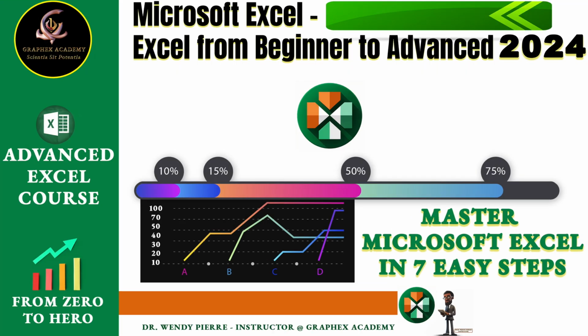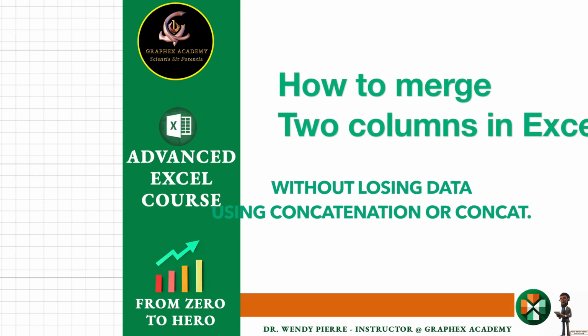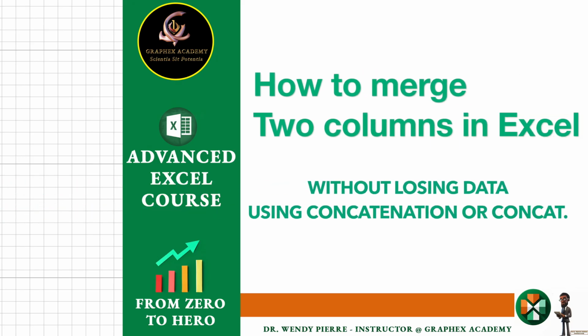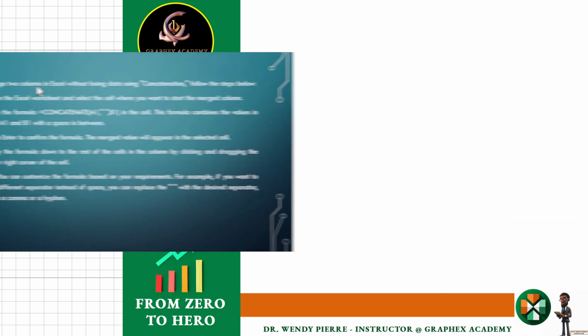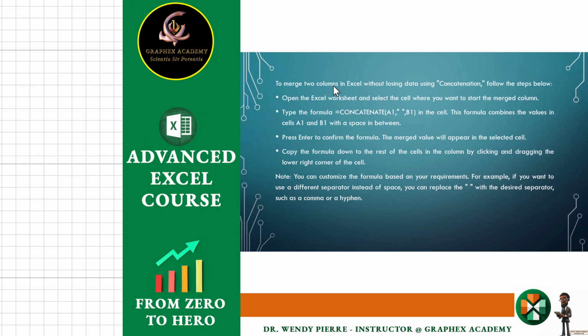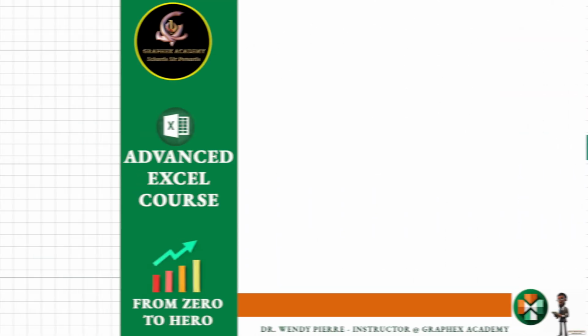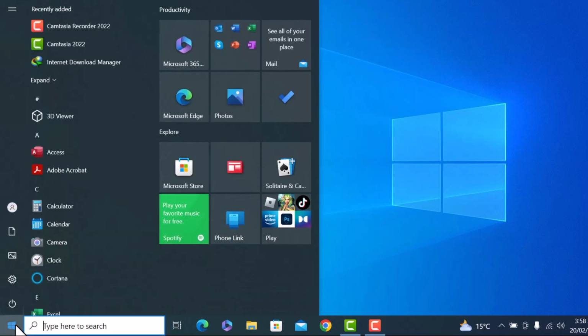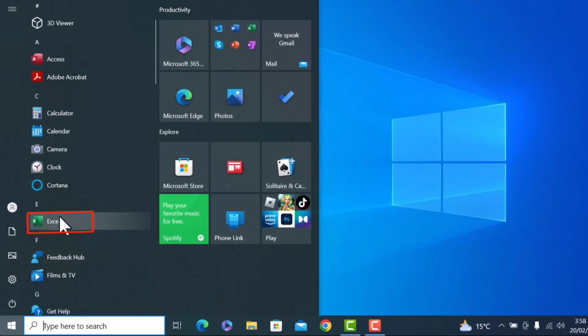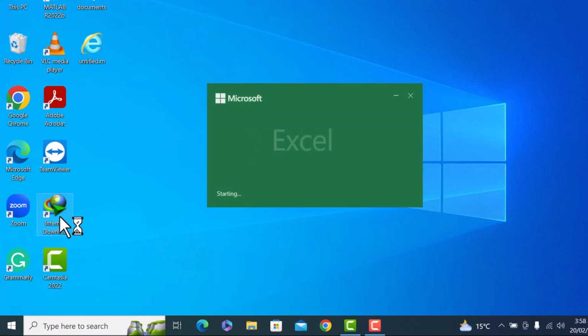Hi, guys. Welcome back. In this lecture, we will see how to merge two columns in Excel without losing data using concatenation or CONCAT. So for that, we need to follow some steps. We will see these steps after doing it practically. First of all, let's do it practically, and then we will see it one by one. As we did in the previous lecture, we will go to Excel. We will repeat the same process.